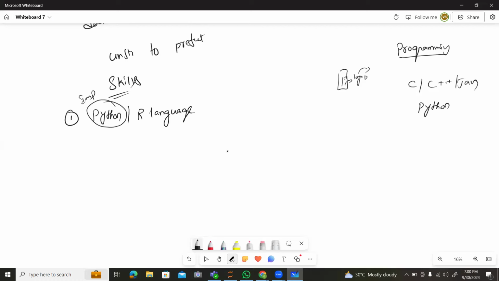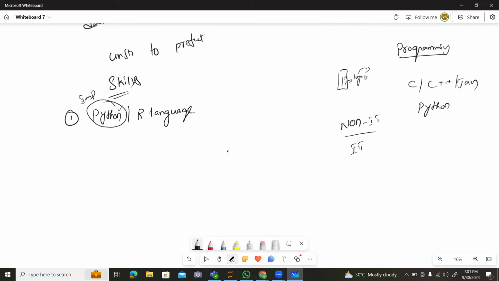Because, a simple explanation about Python compared to R language: Python is a very easy language compared to the other languages. The way of writing is easy, and the way of explanation is easy. Even if you are coming from a non-IT background, if you don't have any knowledge in IT or in the basics of programming, you can easily understand Python very well.